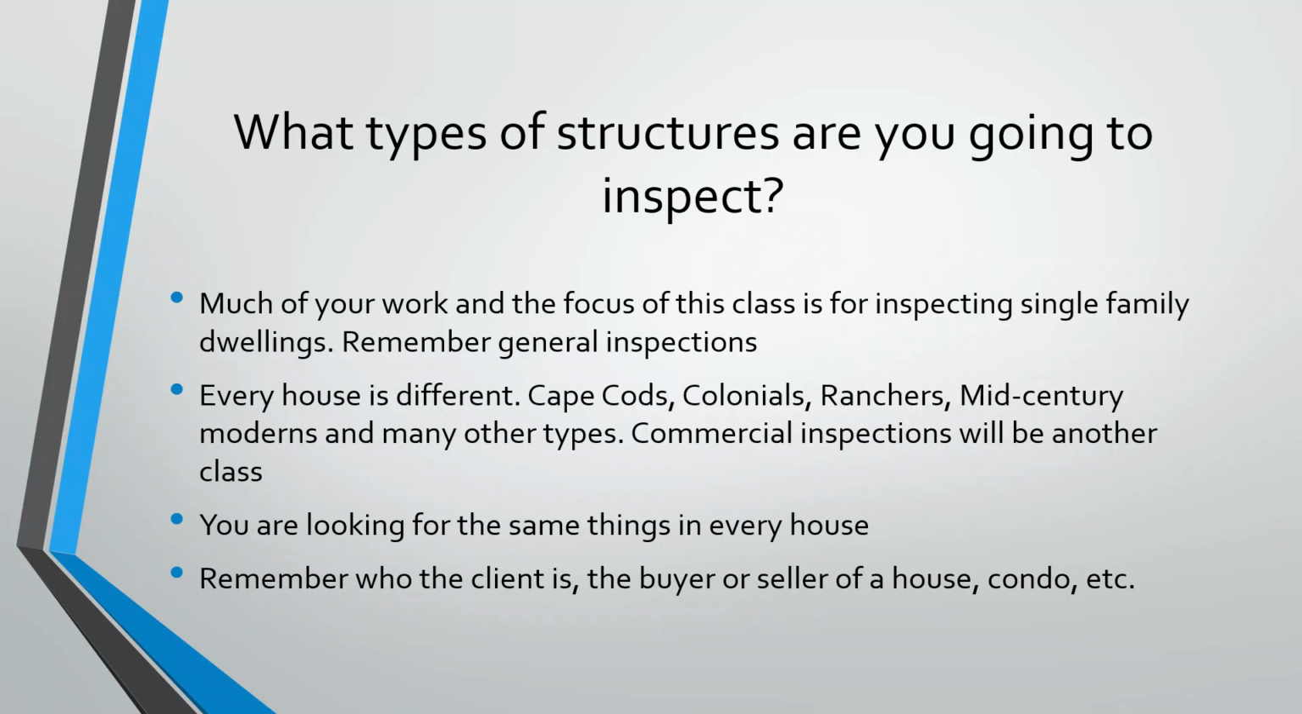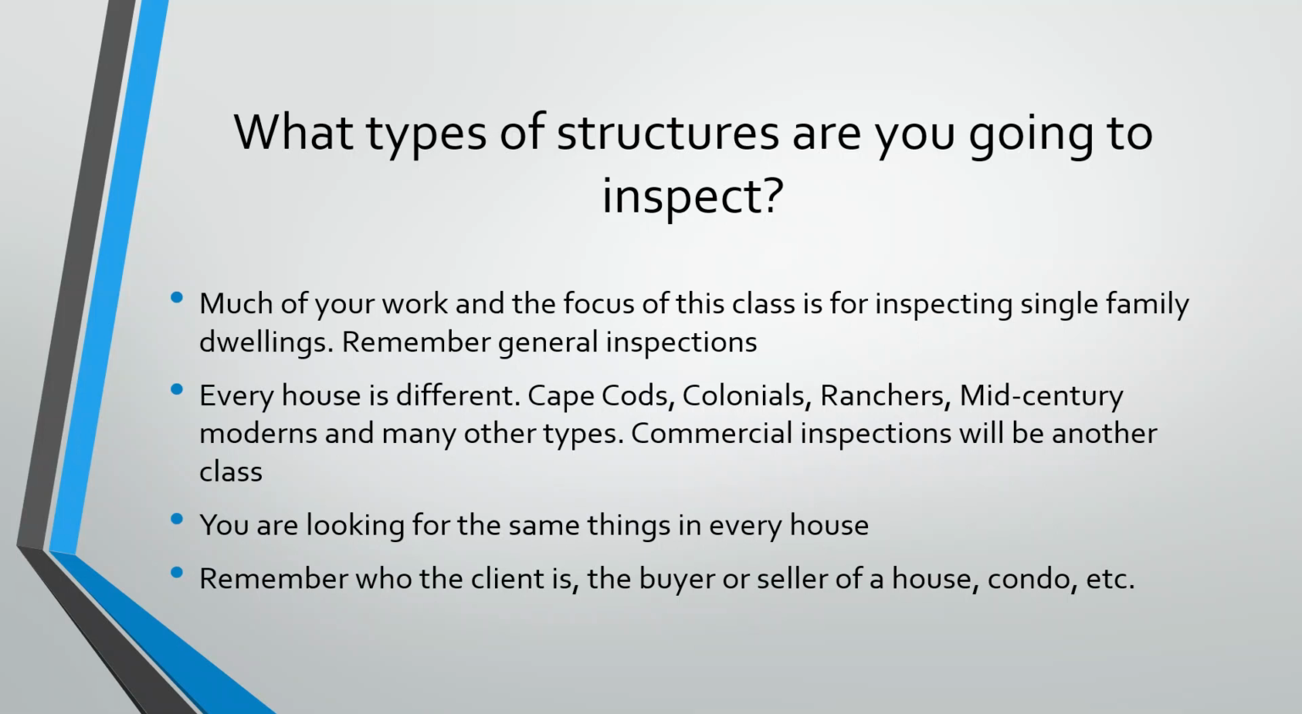Cape Cods are usually, how do I explain this? 1.5 stories, maybe 2 stories, but the second story is in the roof. They have dormers, and typically you come in through the side of the house. The house is sideways like a rancher. Colonials are 2-story. We kind of all know what they are. Ranchers are 1-story, long houses. Mid-century moderns, I kind of tend to like them. They have a lot of glass, and it's almost like a contemporary. And obviously, there are many other types.